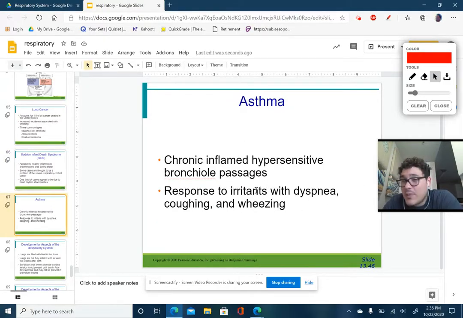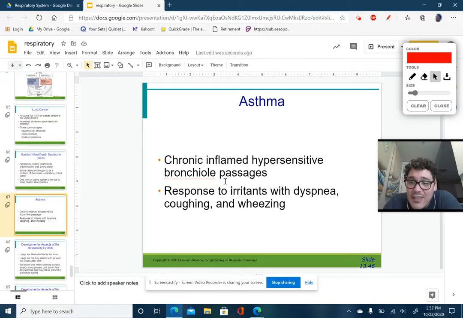Asthma. Asthma is a very common condition. Many people have asthma. It's diagnosed or categorized by chronic, inflamed, hypersensitive bronchial passageways. So chronic in the sense that it's long-lasting. We'll talk about that a little bit more in just a second. Inflammation due to the hypersensitivity to irritants.